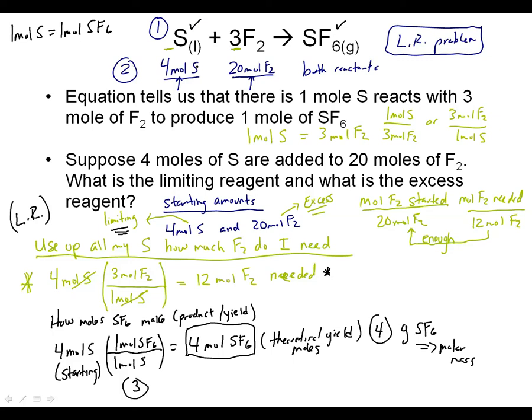Now, in this particular case, I chose how much F2 I would need to use up all of my S. It doesn't matter which one you choose. You could choose the F2 and do the opposite calculation. So that's what I'm going to do on the next page just to show you it doesn't make a difference. So we have the equation. We had 4 moles of S we started with. We had 20 moles of F2 that we started with. Again, this is our starting amount.